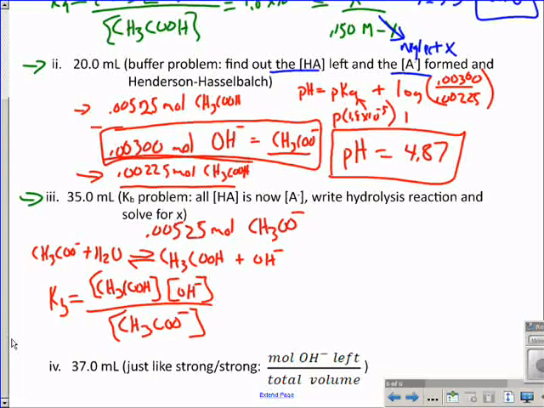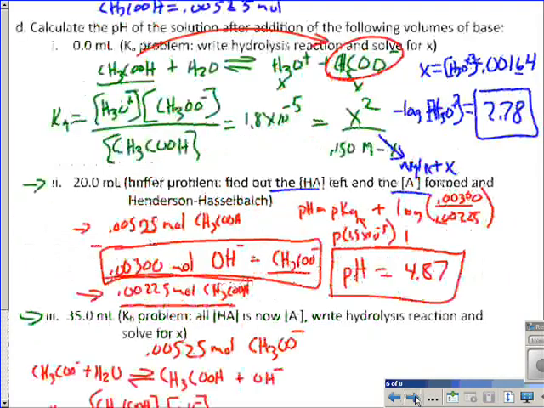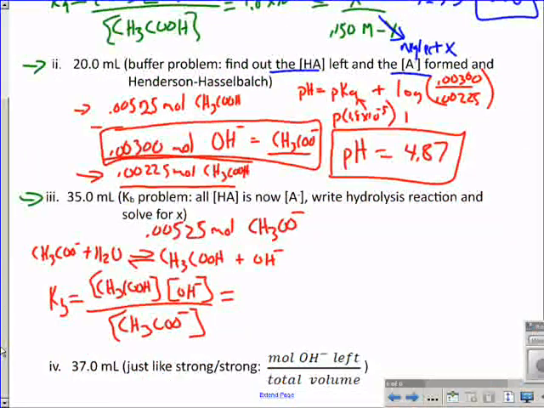And I know that's got to equal Kb. Well, remember, back on the previous page, I said it was going to be useful, so we might as well find it. There's my Kb of the conjugate. It's 5.556 times 10 to the negative 10th. So in this particular problem, that's going to equal 5.556 times 10 to the negative 10th. Let me double check. Yes, it is.